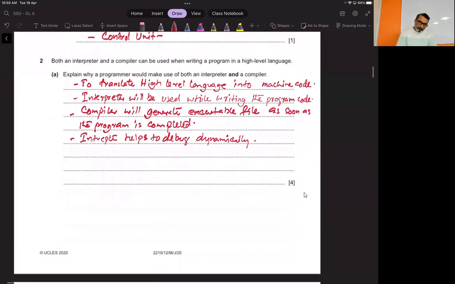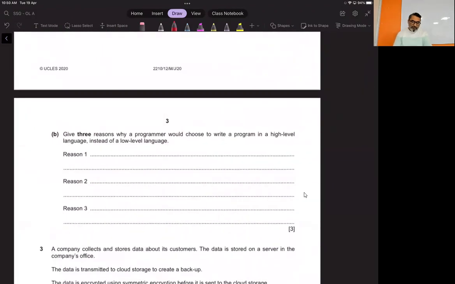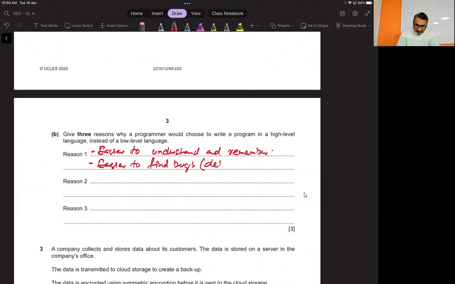All right. Now, give 3 reasons why a programmer would choose to write a program in a high-level language instead of a low-level language. High-level languages are easier to understand and remember. High-level languages are easier to find bugs in, debugging.